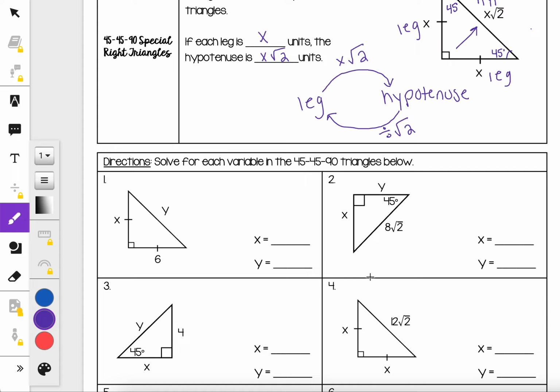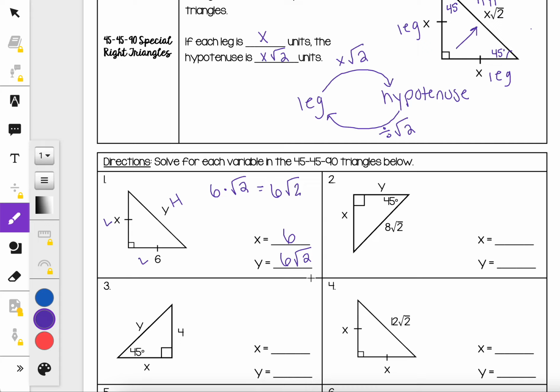Okay, so let's look at some of these examples. In number 1, I'm going to look to solve for x and y. So I'm going to label my legs with an L and my hypotenuse with an H. So I am given one of my legs. Now I know that this is an isosceles triangle, so those legs are going to be congruent. So in this case, I know that x also has to be equal to 6. And if I'm given a leg and I want to find the hypotenuse, I'm going to multiply by the square root of 2, and this is just going to simplify to 6 times the square root of 2.